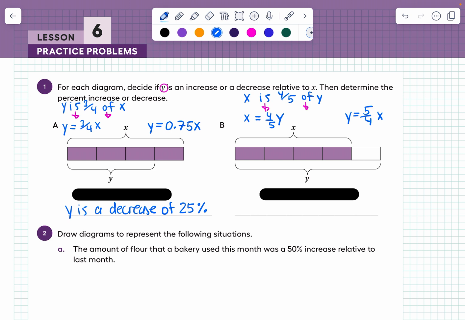I'm going to take the decimal format of 5/4. That is y equals 1.25x. Okay, so if this is representing 1.25, or say 125%, this is 125%, x would be 100%. That means y had to have been an increase of 25%.